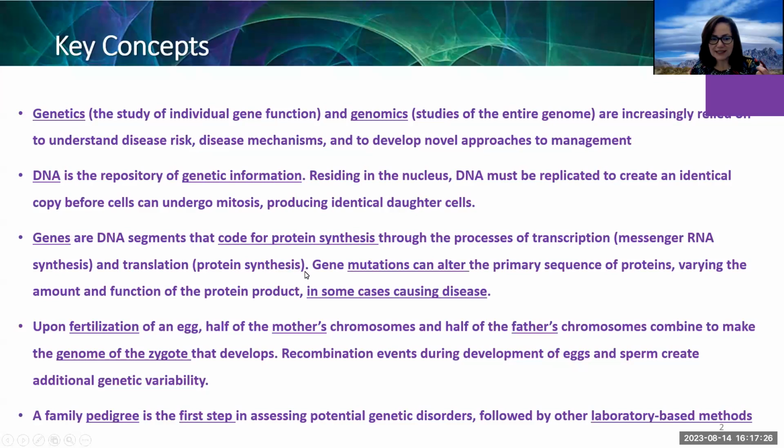Sometimes the genes get messed up. There's a typo that happens when it's being copied, or it's damaged by radiation or chemicals. Those changes can be permanent. We call those mutations, and they can change the primary sequence. What that means is the sequence of amino acids.